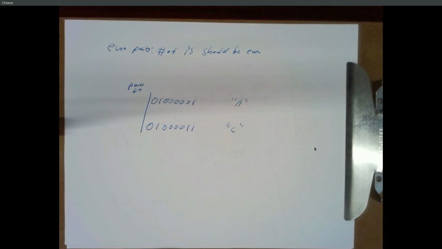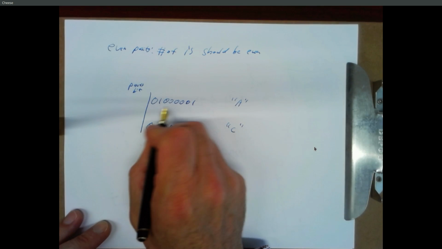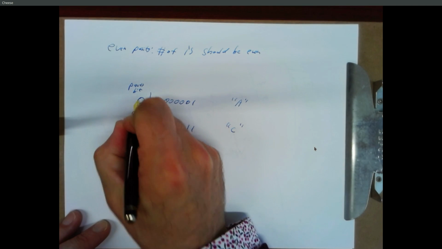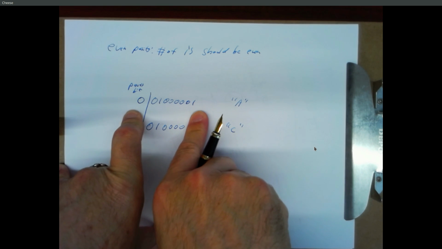Okay, you can do odd parity too, but if you're doing even parity, we want the total number of 1s to be even. Well, right now my number has 6 zeros and 2 1s. 2 1s, that's an even number. So I'm going to set my parity bit to a 0. Now, 9 bits, total number of 1s is even.